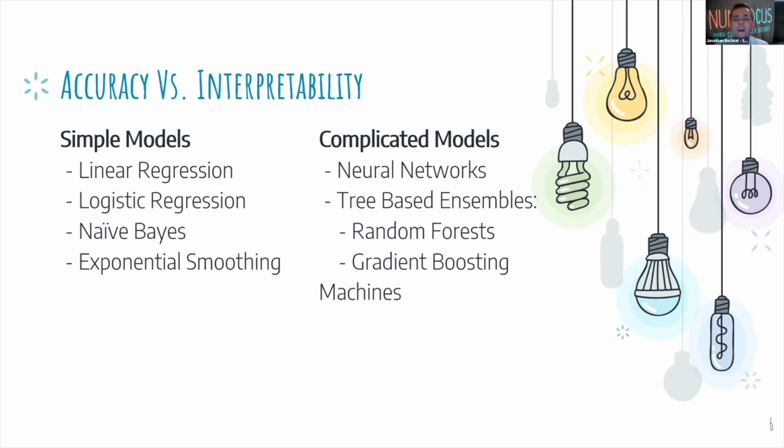So things like neural networks and then various types of tree-based models, right? So random forests or gradient boosting machines. Okay, these things do tend to give you better results. They have more elaborate pattern matching criteria, but of course, it's a little bit difficult to understand exactly how they impact results.